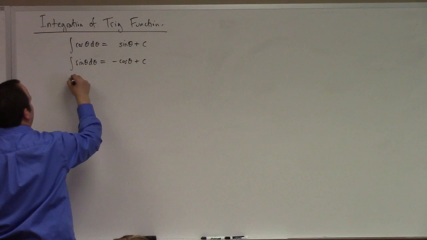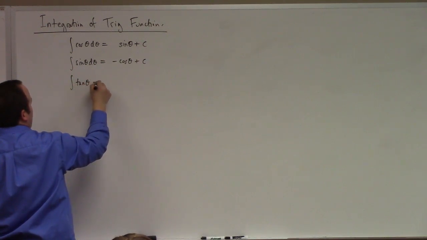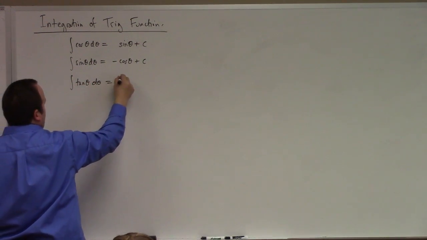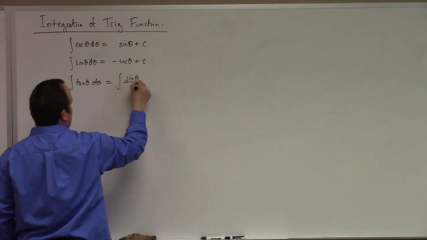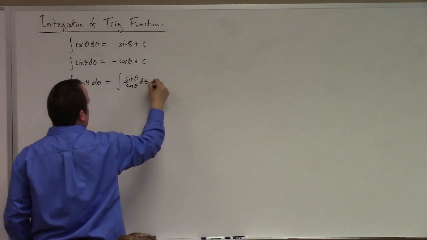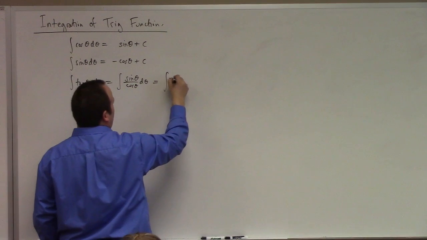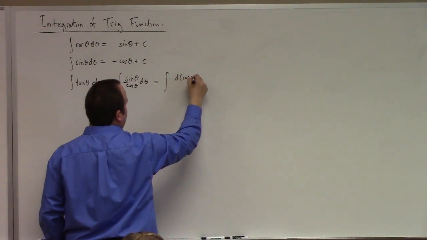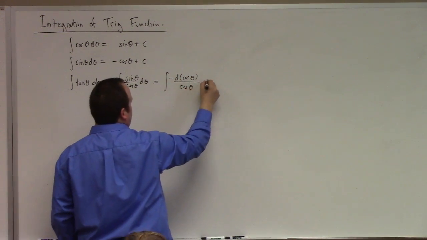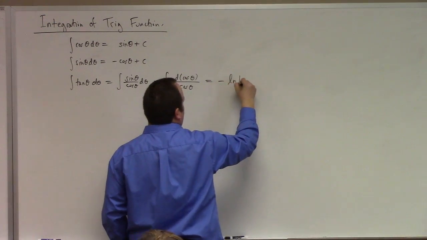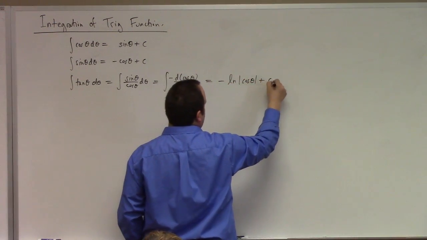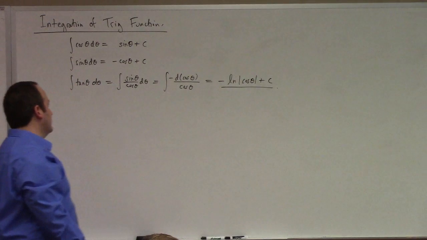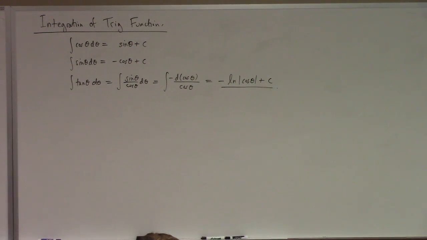How about the integral of tangent? That's the integral of sine theta over cosine theta d theta, right? So if you'll allow me the sneaky notation, that's minus the differential of cosine theta over cosine theta. So that's minus the natural log of the absolute value of cosine theta plus a constant. So there's your basics. You can integrate sine, cosine, tangent by u substitution, u equals cosine theta.